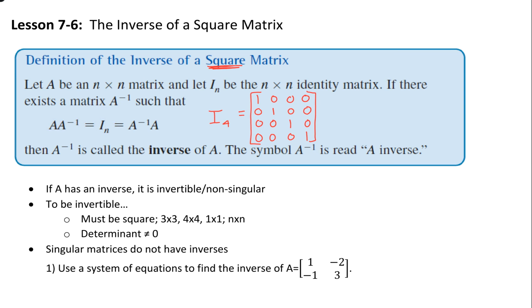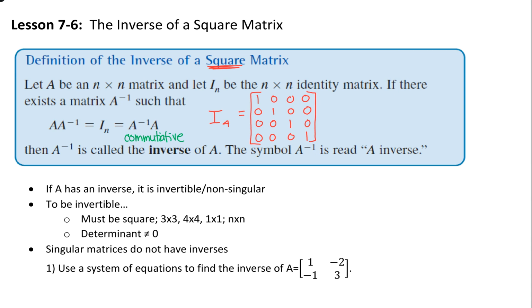Now, matrix multiplication we know is not commutative traditionally. However, we can see here that it is commutative. So when we multiply a matrix times its inverse, or its inverse times the matrix, we're going to get the identity matrix. So we know that matrix multiplication, when it comes to a matrix and its inverse, is in fact going to be commutative.